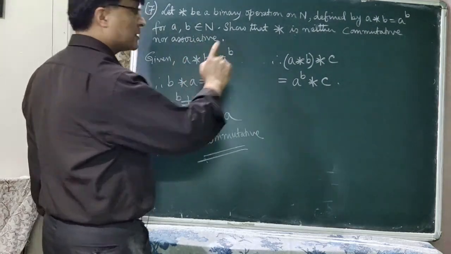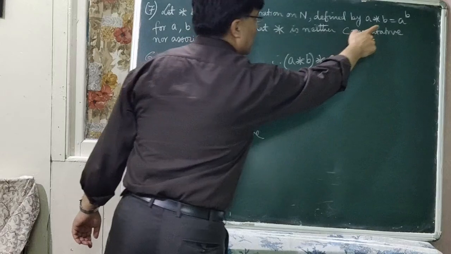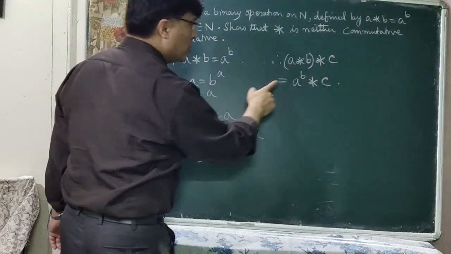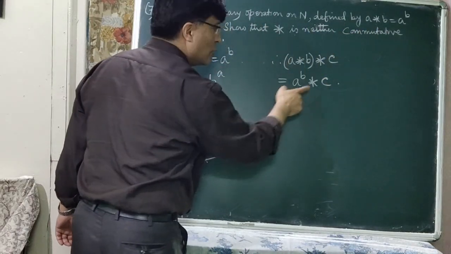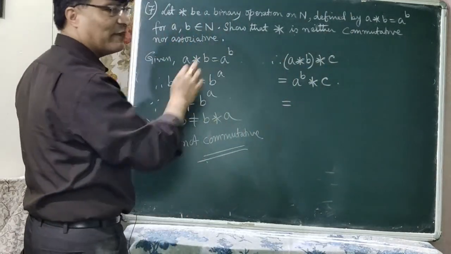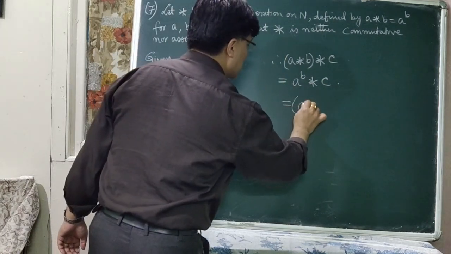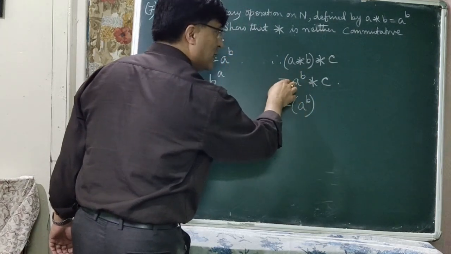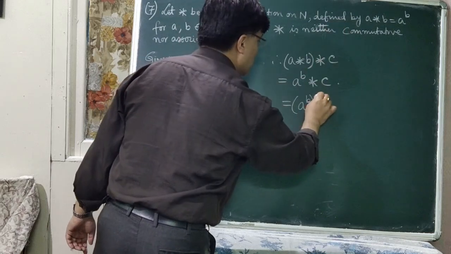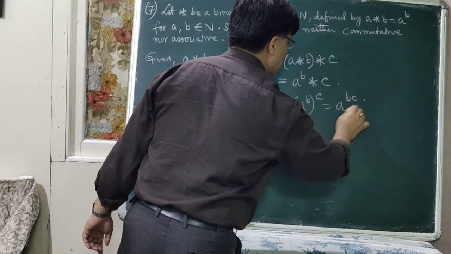Okay. Next, now you can take a as a to the power b, here b as c. So how is it defined? It is a to the power b. That is, a to the power b is a here, whole to the power c. So which is equal to a to the power bc.